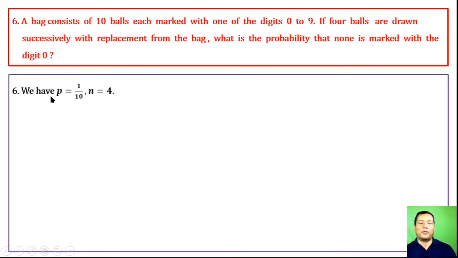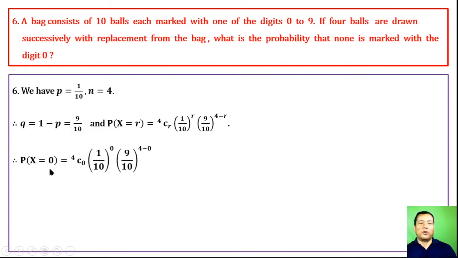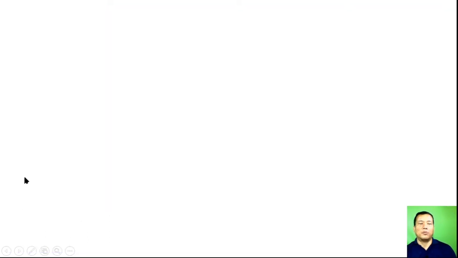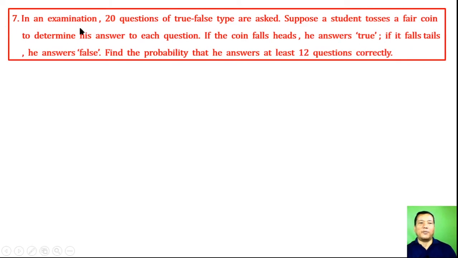We have P of success is 1 by 10, since only one bolt out of the ten is marked 0. N is 4. Q is given by this. Therefore, P of R successes is 4 C R, P is 1 by 10 and Q is 9 by 10. Put R equal to 0. None is 0, that is, we get this. This value is 9 by 10 to the power 4.